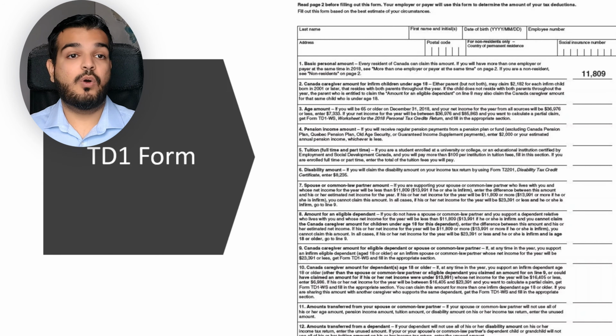And this is what a TD1 form looks like. This is what you need to fill out before you start work to make sure that your employer is taking off the right deductions on your pay stub.